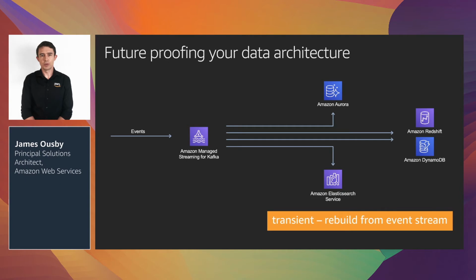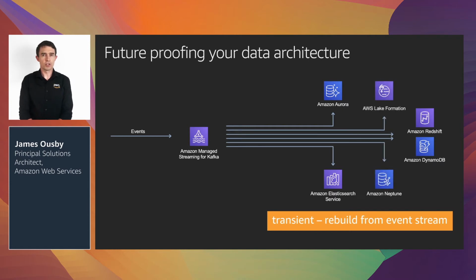As an example here, we have a diagram that is showing I'm capturing my events, I'm storing that in Amazon Managed Streaming for Kafka. And from that, we have multiple consumers that can be building up a view of those events in Aurora as a relational model, Redshift as a data warehousing model, DynamoDB for a key value store, and Elasticsearch for non-structured text-based search.